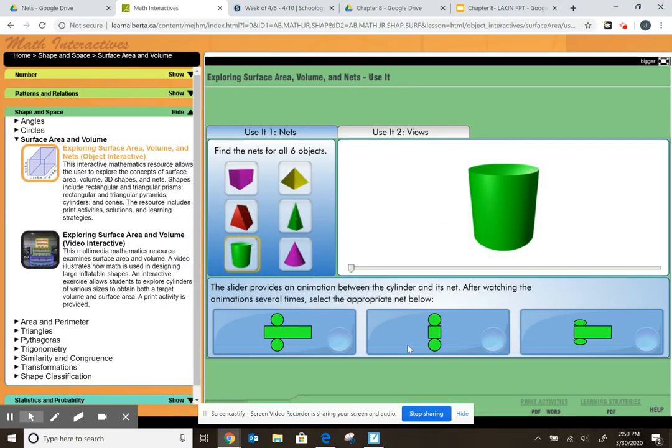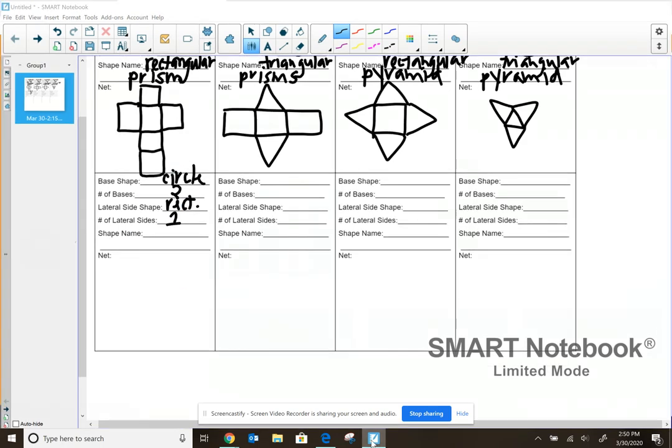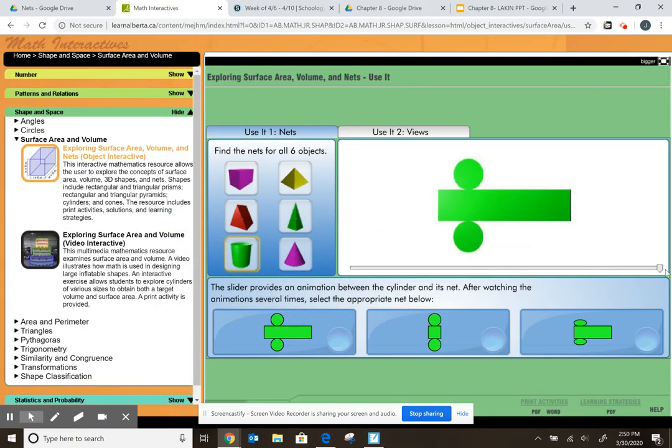Okay. Let's just kind of unroll it so you can see. It's going to be a rectangle. So that lateral side shape is actually a rectangle. It's just all folded up or rolled up. Number of lateral sides, there's just 1. Notice how when we unrolled that, there's just 1 rectangle. It just comes and wraps around perfectly.